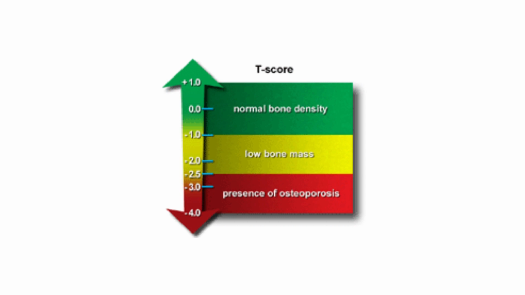-1. -1 and higher puts you in the green. -1 to -2.5 puts you in the osteopenic range, which is low bone mineral density. And then -2.5 and lower puts you in the osteoporotic category.